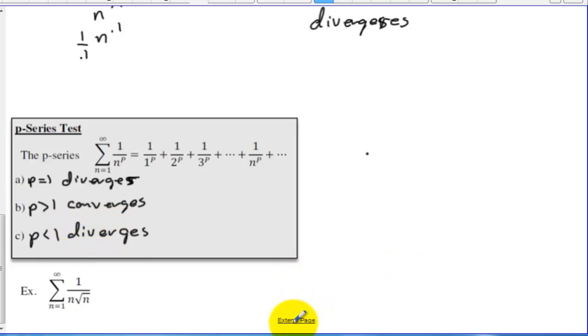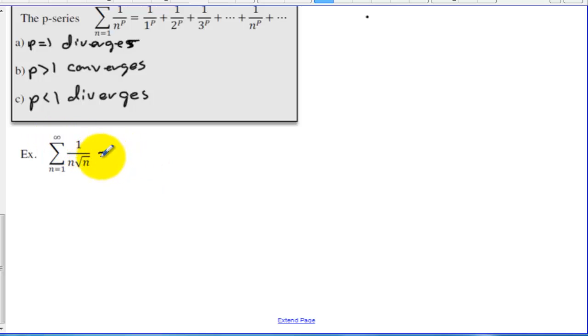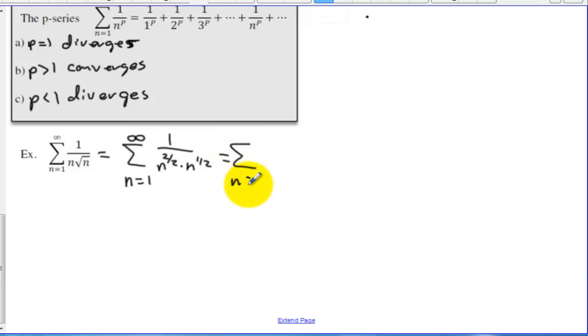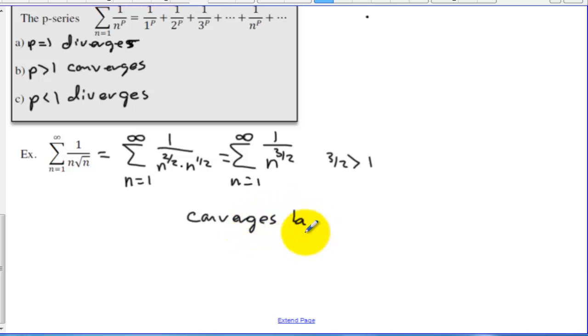Let's look at the last example. This series is equal to the sum from n equals 1 to infinity of 1 over n to the 2 halves, that's really n to the 1, times n to the 1 half. That's equal to the sum from n equals 1 to infinity of 1 over n to the 3 halves. 3 halves is greater than 1, so we say it converges by the p-series.